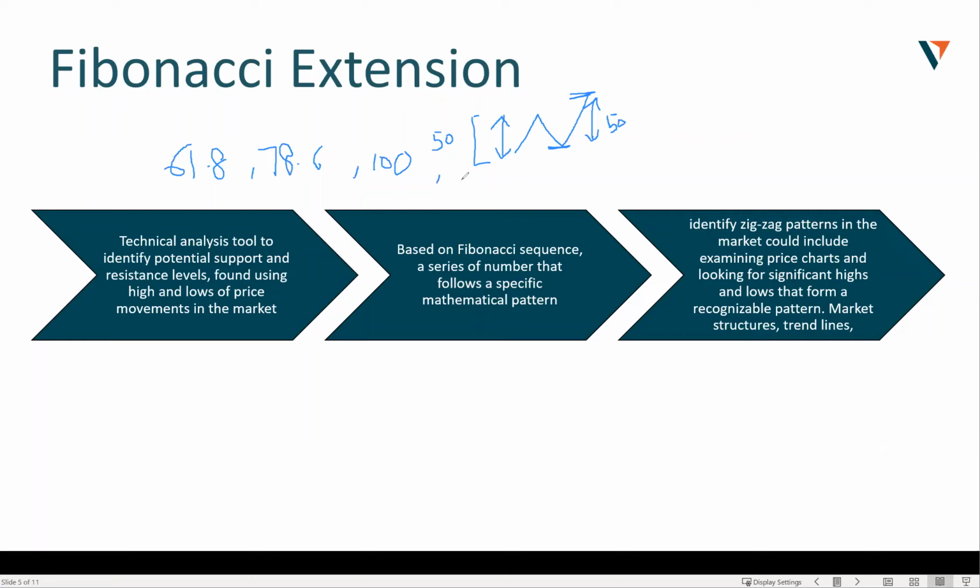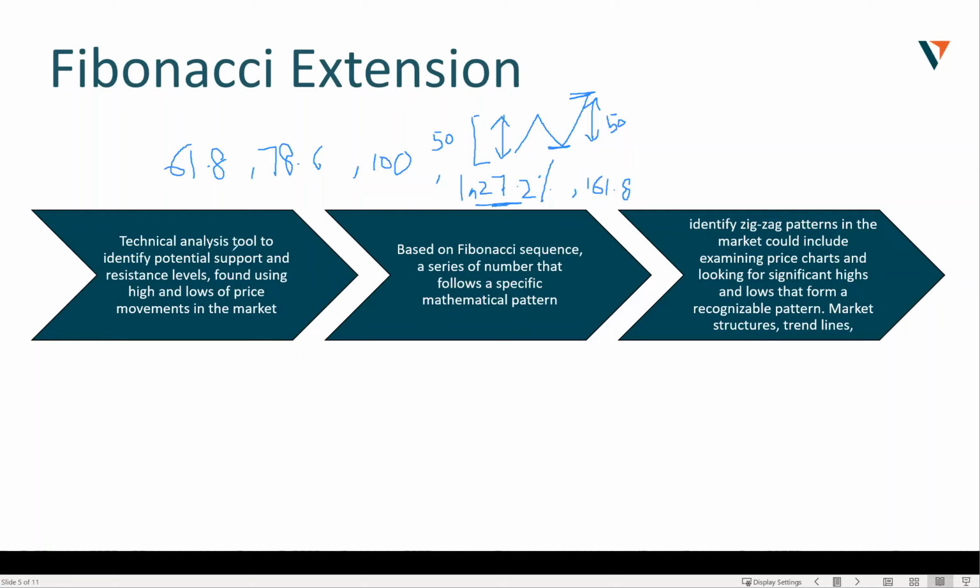We have 1.272, so 127.2 extension, as well as 161.8. These are the common extension levels that I use. Generally, I don't go beyond 1.272, so these are the more common ones.